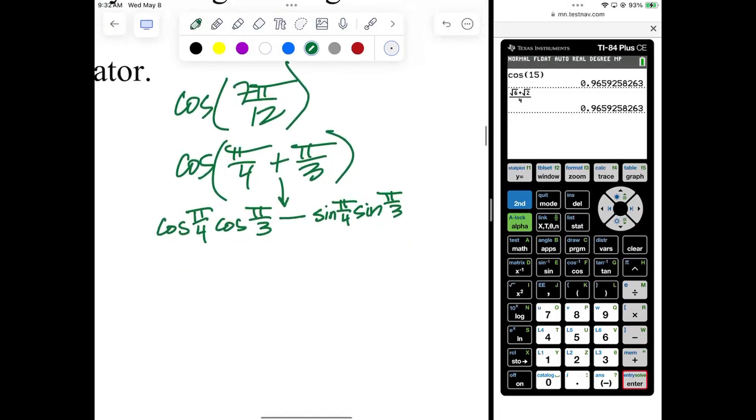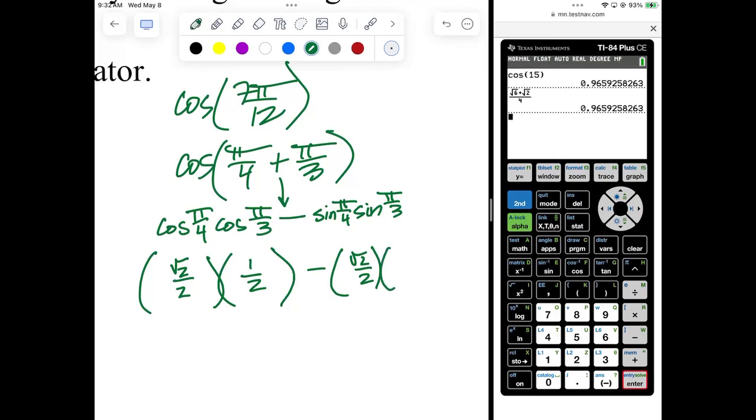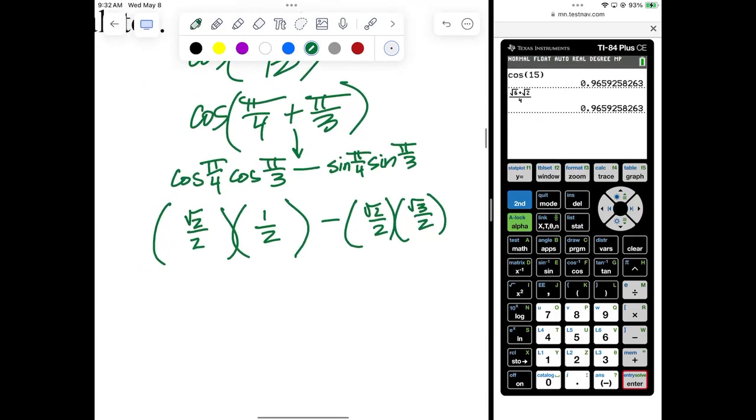All right, now we just evaluate from the unit circle. What's cosine of π/4? Square root of 2 over 2. What's cosine of π/3? 1/2. Minus, what's sine of π/4? Square root of 2 over 2. What's sine of π/3? Square root of 3 over 2. So that becomes square root of 2 over 4 minus square root of 6 over 4.